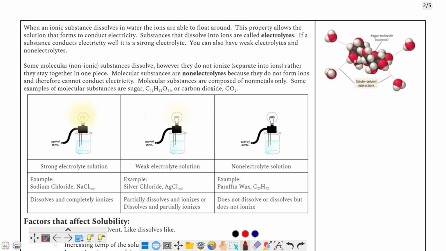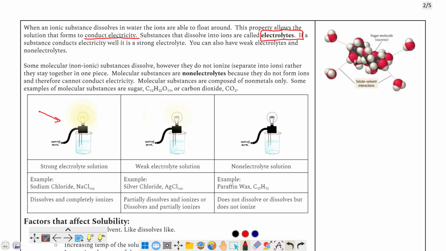Now, moving on with the notes, when an ionic substance like sodium chloride dissolves in water, those ions can float around in solution. This will allow the solution to conduct electricity. And we have a name for that. Solutions that can conduct electricity are called electrolytes. This can be tested with a conductivity tester. It's right here on your notes.